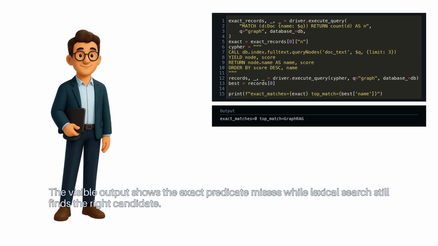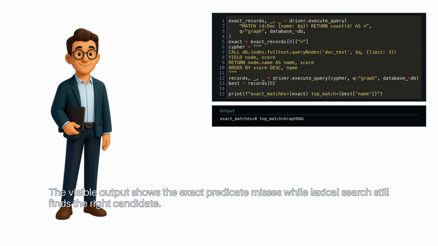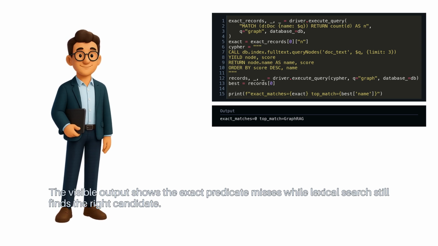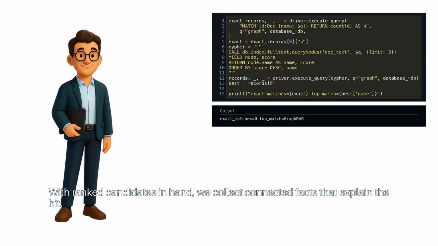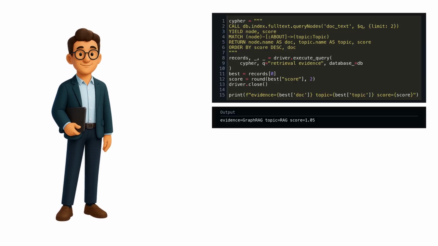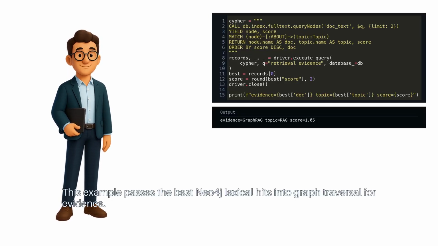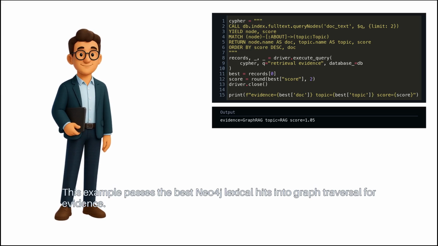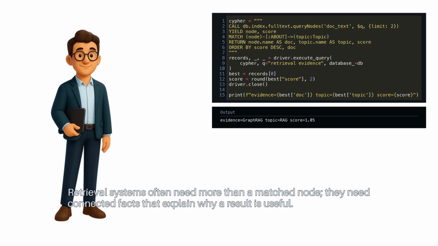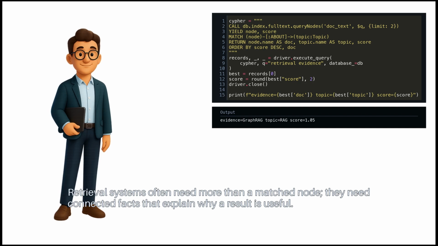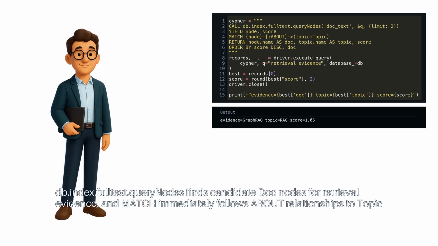The visible output shows the exact predicate misses, while lexical search still finds the right candidate. With ranked candidates in hand, we collect connected facts that explain the hit. This example passes the best Neo4j lexical hits into graph traversal for evidence. Retrieval systems often need more than a matched node. They need connected facts that explain why a result is useful.